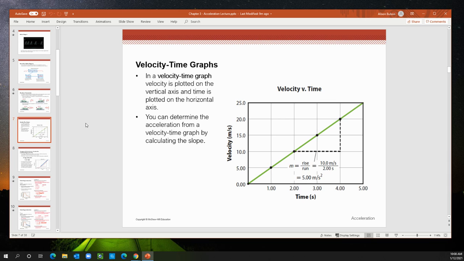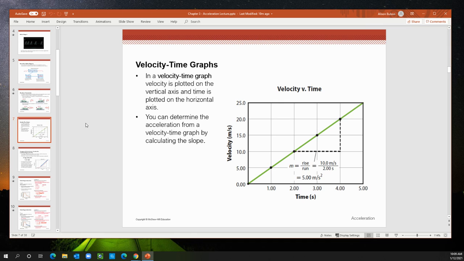Now we're going to consider objects whose velocity is always changing. So here we have a graph of an object that starts with 0 velocity, and its velocity steadily increases as time goes on from 0 to 5 seconds. So every second, the velocity increases by 5 meters per second. I can see that as the slope of the green line. So that tells us that the slope of a velocity versus time graph is the acceleration.